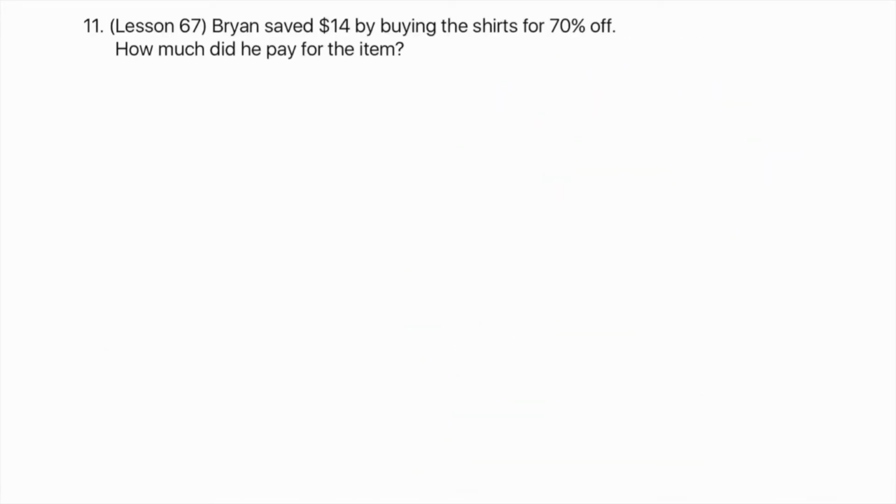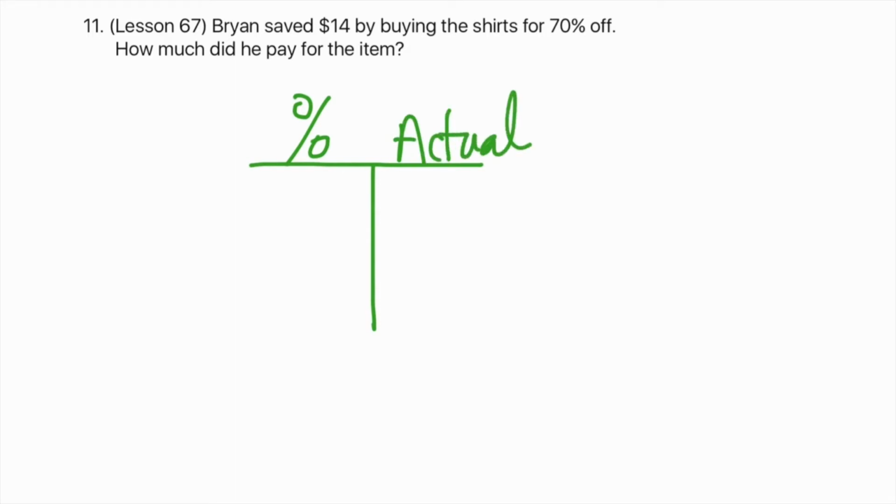Number 11 is from lesson 67. Brian saved $14 by buying the shirts for 70% off. How much did he pay for the item? So this is one of those problems where we will use our percent boxes. We will start with the percents on the left side and then the actual amount on the right side. And then we divide our box into 3 different rows.